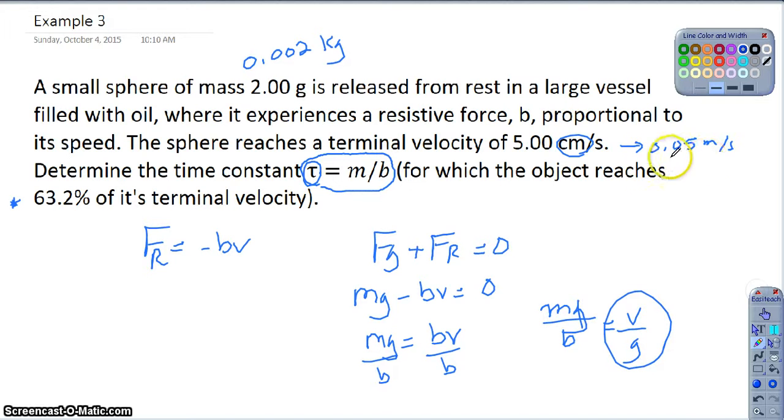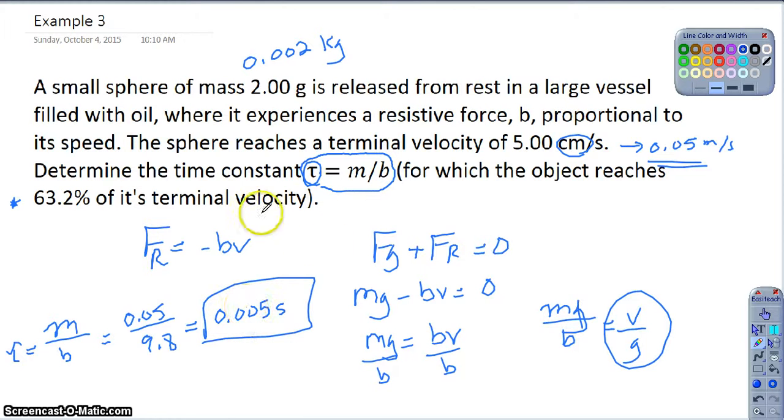Well, don't I know both of those measurements, right? I know my terminal velocity is 0.05, and I know my gravity, as always, is 9.8. So then that ends up giving me the ratio that I want. So tau, which is equal to m over b, equals the terminal velocity, so 0.05 over 9.8. Obviously it ends up being a pretty small number here, so about 0.005 if I've rounded that off a little bit.